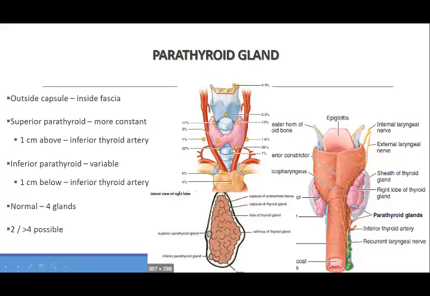Please note that the parathyroid is located in such a way that it lies between the true capsule and the false capsule. The false capsule is formed by the pre-tracheal fascia. So it is lying between the 2 capsules. This is approximately the site where the inferior thyroid artery enters. The superior parathyroid is located 1 centimeter above the entry of the inferior thyroid artery, and the inferior parathyroid is located approximately 1 centimeter inferior to the entry of the inferior thyroid artery.